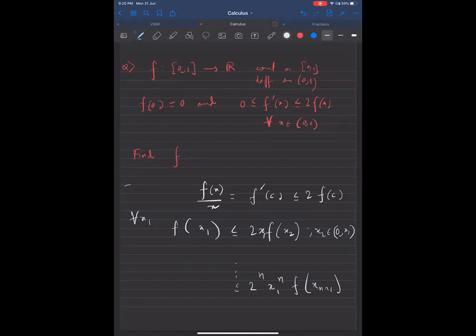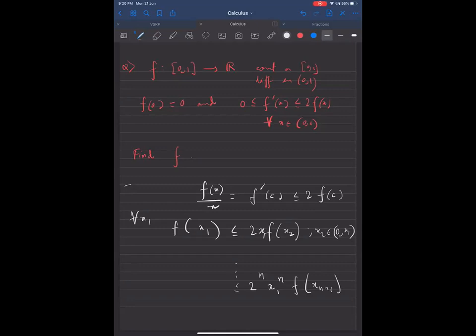Like the function is continuous on 0 to 1, so it is bounded by m. So that is equal to 2 to the power n, x1 to the power n, into m. Yeah, I see. But what is bounded by to the power n?